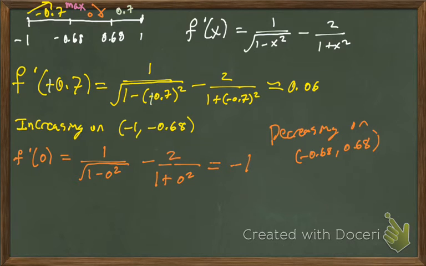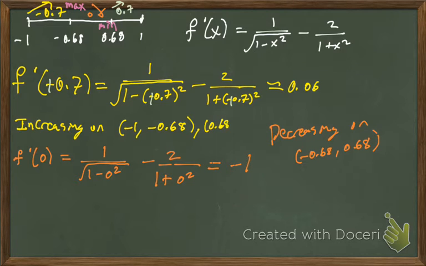All right, now we're going to try 0.7, and all we got to do is change this to a plus, change this to a plus, and change that to a plus. So we don't have to redo the computations there, and so that's going to be 0.06 also. So we're going to be increasing from 0.68 to 1, and because we went from decreasing to increasing at 0.68, we're going to have a minimum there.